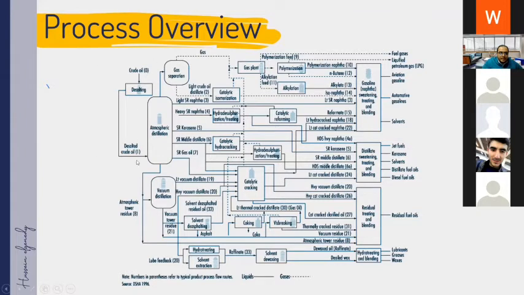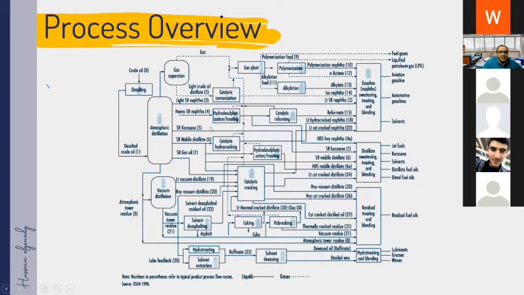The most important, as we said, is atmospheric distillation and vacuum distillation. And after that, it comes to catalytic isomerization. Isomerization is, as we mentioned, changing the structure of the matter, from paraffins to isoparaffins, for example. And this allows for a better octane number for the gasoline and the other products.